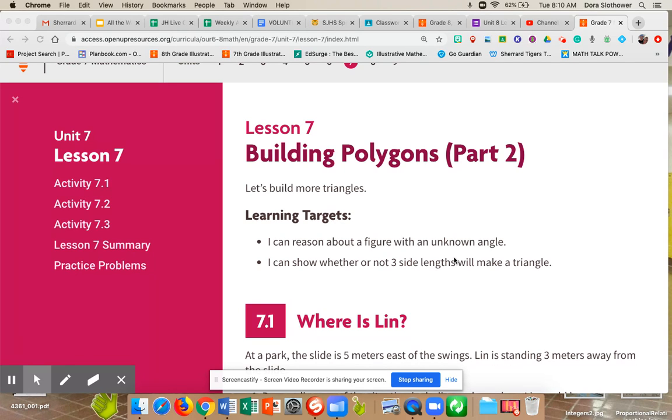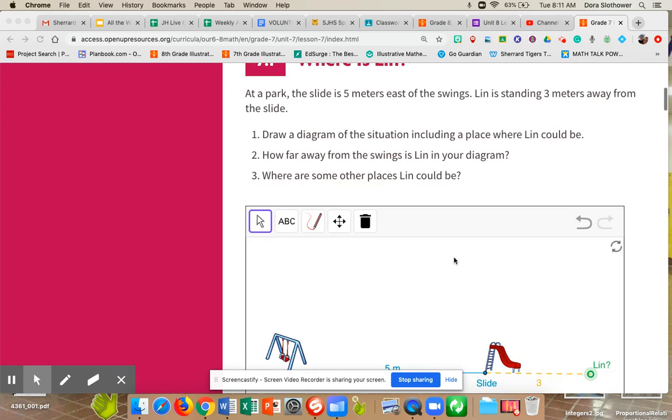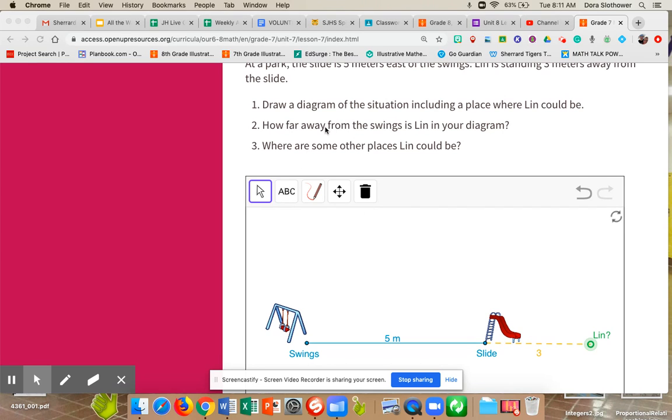It says at the park, the slide is 5 meters east of the swing. So 5 meters has got to be to the right because that's east. And then Lynn is standing 3 meters away from the slide. So where is Lynn? All right. So how far away from the swings is Lynn?